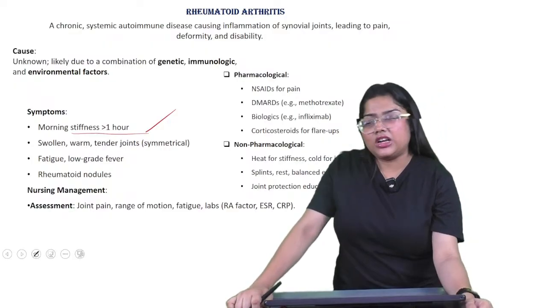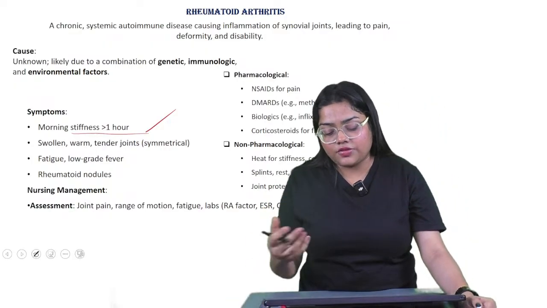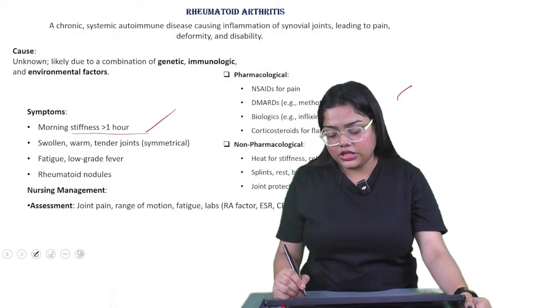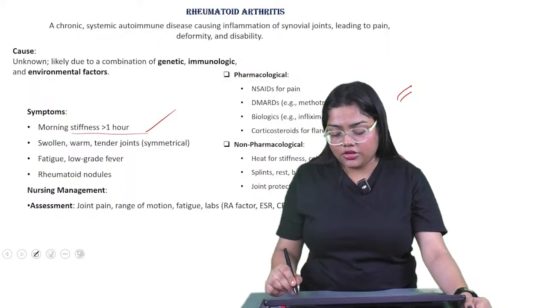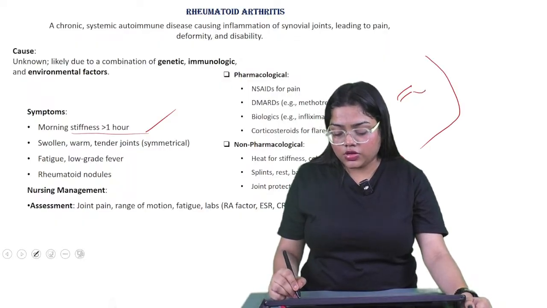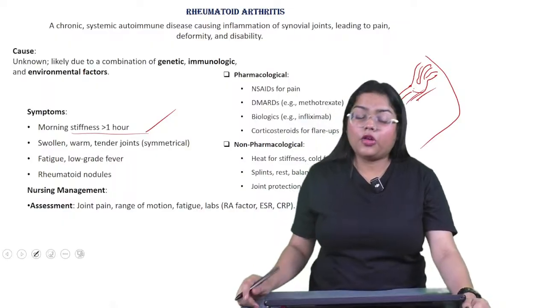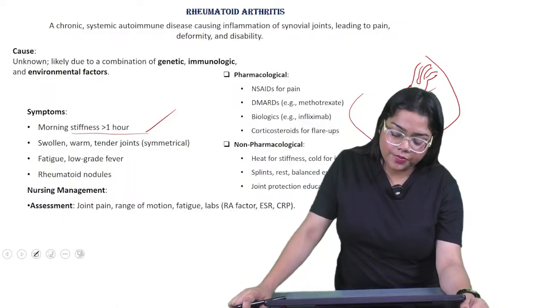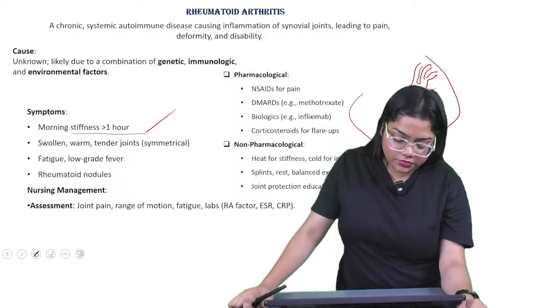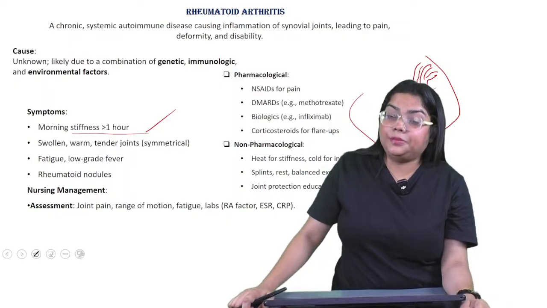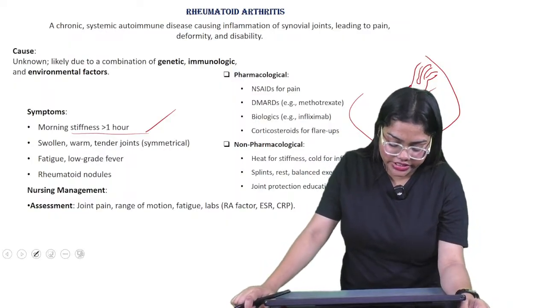Rheumatoid nodules. Now what are rheumatoid nodules? Because of the rheumatoid arthritis, on the places of joints, you can see some nodules on the skin, which are swollen. From outside of the skin they will be visible. And there will be low grade fever also. So those are the symptoms of rheumatoid arthritis.